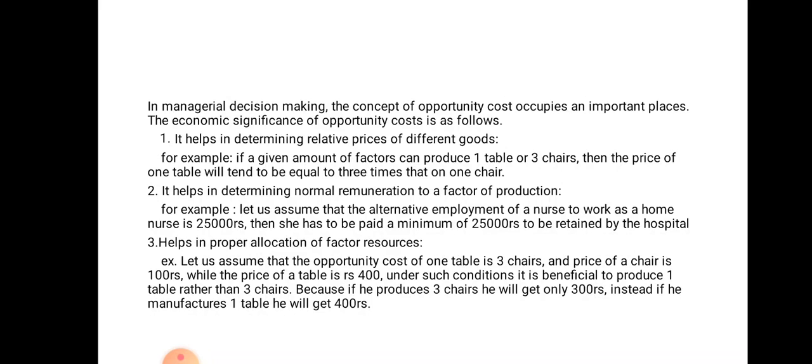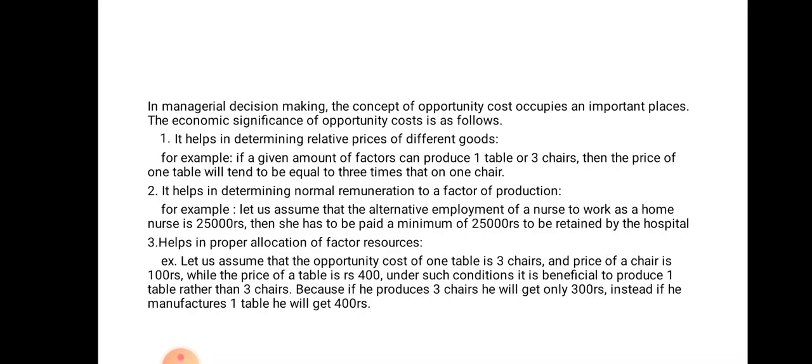Then, it helps in proper allocation of factor resources. Here, for example, cost of one table is 3 chairs. Price of a chair is 100 rupees, while the price of a table is 400 rupees. Under such condition, it is beneficial to produce one table rather than 3 chairs. So, cost of one table is equal to cost of 3 chairs. Okay, and the selling price of a chair is 100 rupees, while the price of the table is 400 rupees.